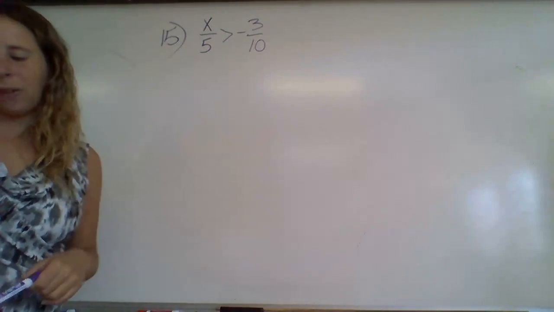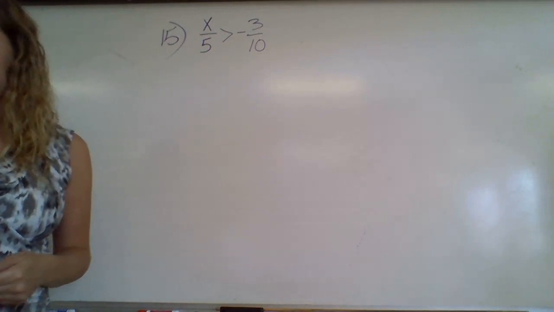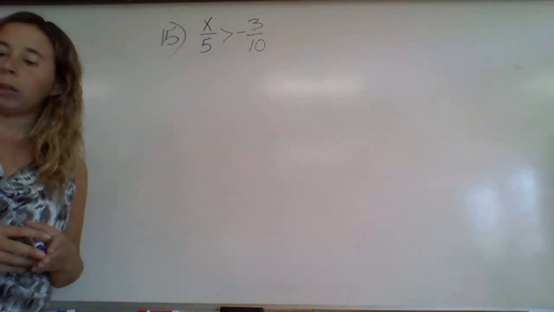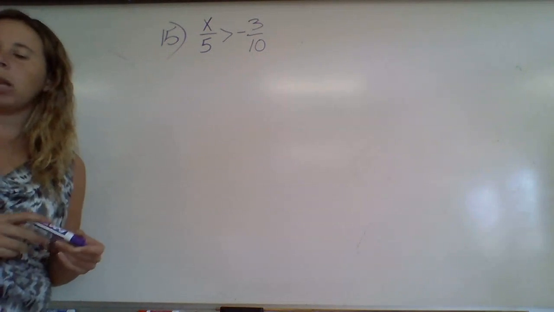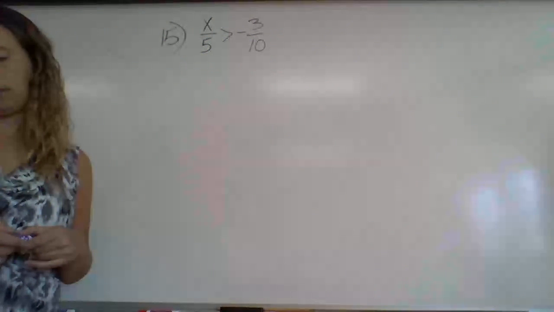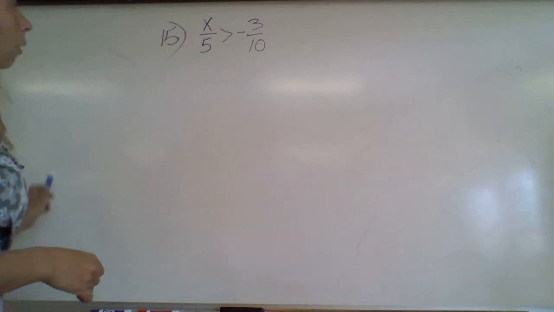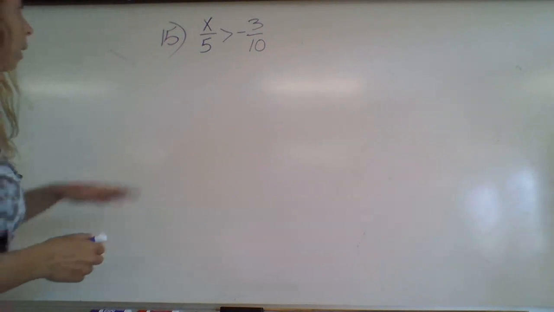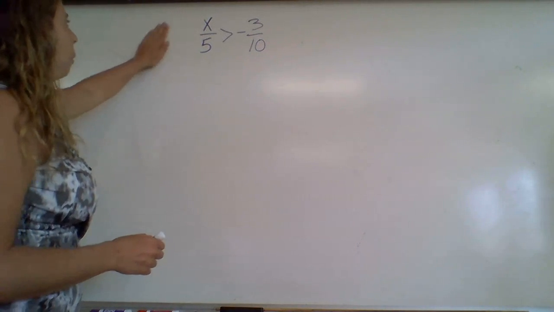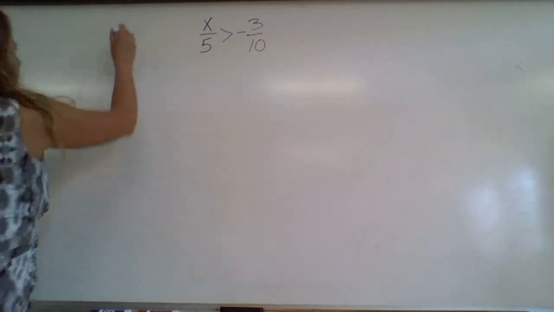Okay, this is number 15. So 12 through 17, it says solve each inequality and graph the solution on the number line. Cool. So the first thing you have to do is solve it. So we're solving for x. This is number 15. I always write it too close. I'll put it over here. This is number 15.